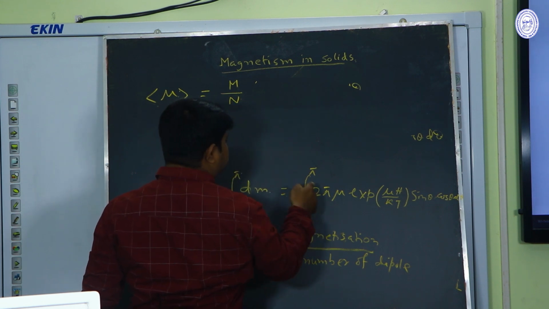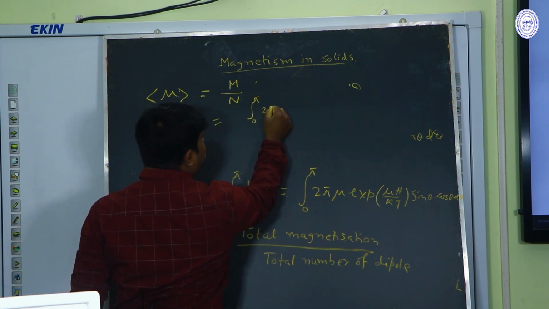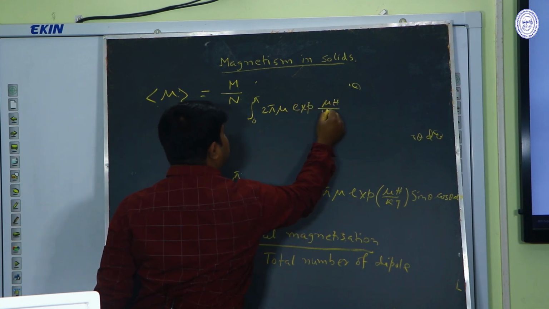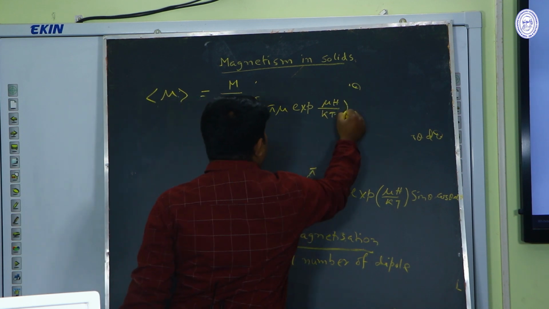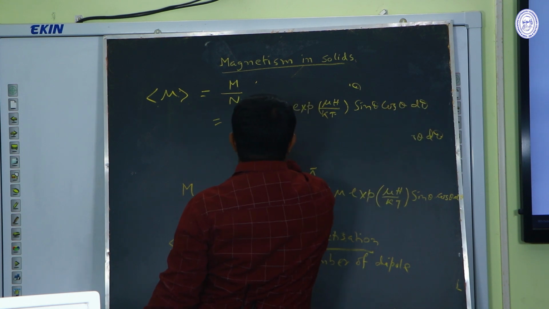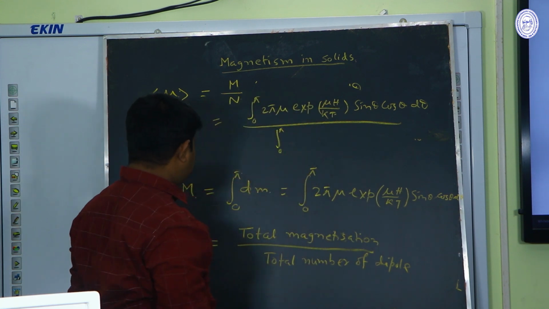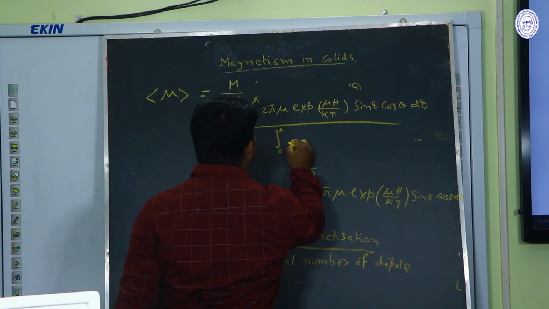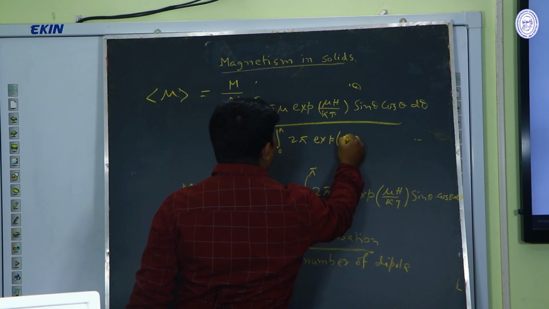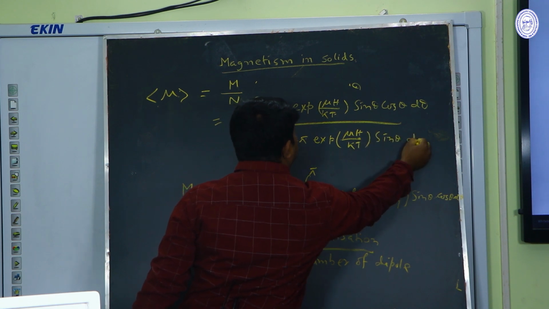that is equal to the integration from 0 to pi of 2 pi mu exponential mu H by kT sin theta cos theta d theta, divided by the integration from 0 to pi of exponential mu H by kT sin theta d theta.